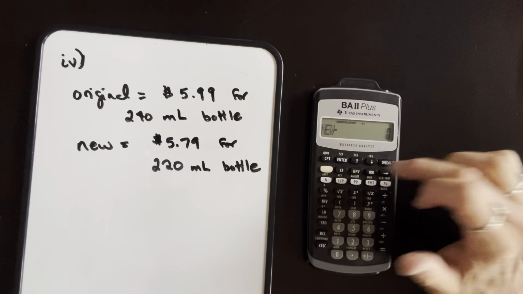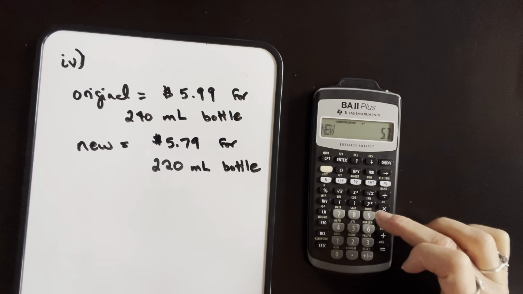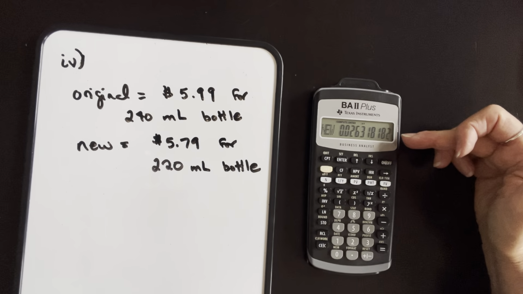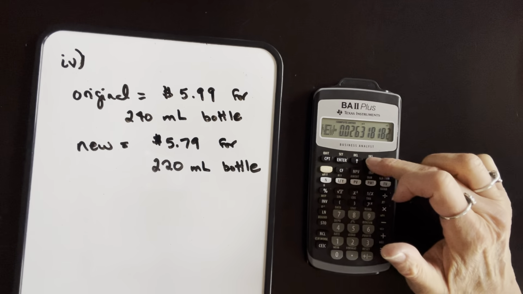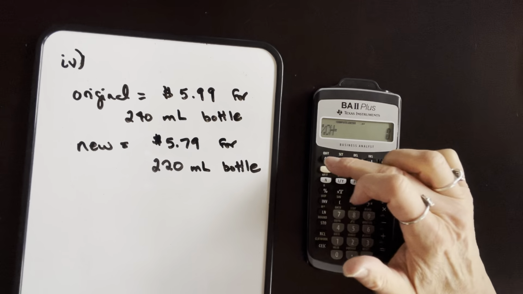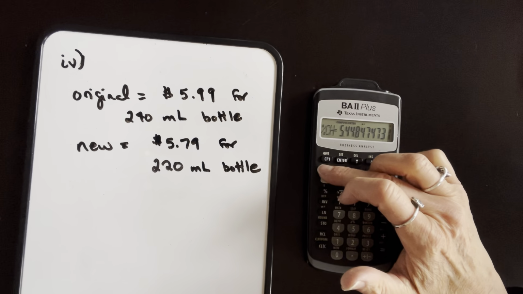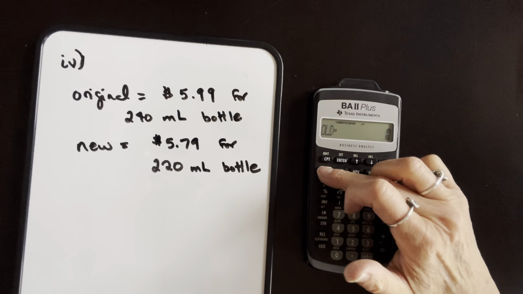Let's scroll. For our new value, we're going to do the same thing. 5.79 divided by 220. That's the price per milliliter for the new bottle. We're going to enter that. Now we're going to scroll down and compute our percent change, which is 5.4485 rounded off. Again, remember to clear this before you do another example. And if you want to exit out of here, just go second and quit.